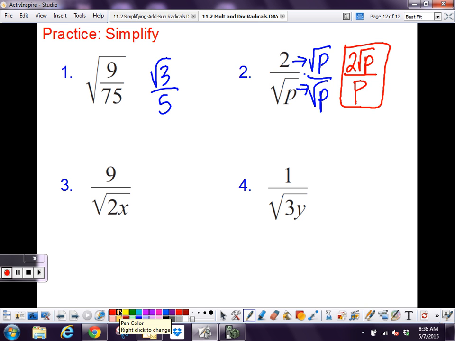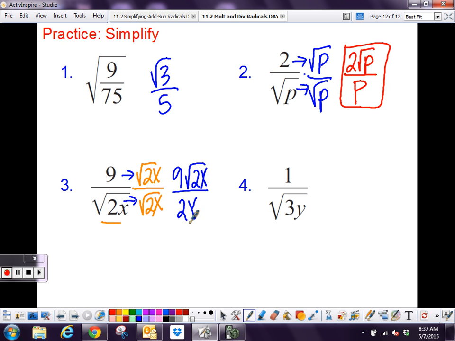All right, number 3. Okay, notice that 9 is not underneath a square root, so do not take the square root of it. But I do need to rationalize the denominator. So I'm going to multiply this times the square root of 2x over the square root of 2x to get rid of that. So if I multiply straight across, I'm going to have 9 square root of 2x over square root of 2x times square root of 2x is just going to be 2x. Okay, I can't simplify anything underneath the radical. 9 over 2 doesn't simplify, so that is my answer.